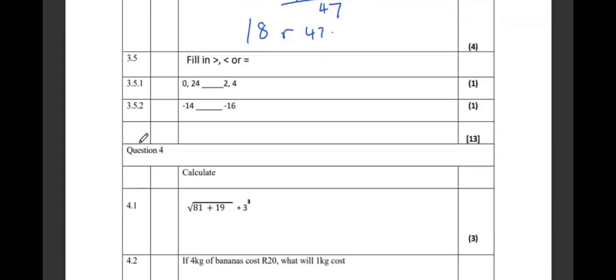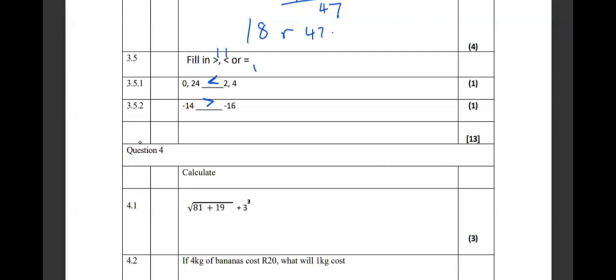0.5, we need to use greater, smaller, or equal to. So 0.24 is smaller than 2.4. Negative 14 is bigger than negative 16. Okay.